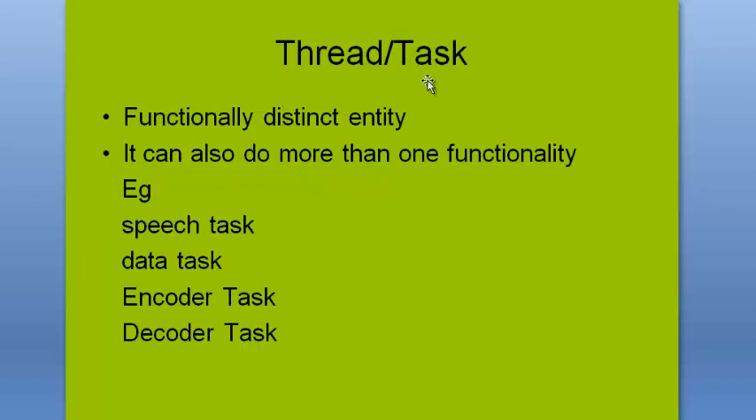So what is a thread or task? It is a functionally distinct entity. Example, speech task, data task, encoder, decoder. It is up to the software architect who designs the application to decide how many tasks you need for that application, and what priorities to assign for each task. You can combine many functions into a task or use different functions for different tasks. It has to be done with system timing analysis, based on various scenarios.